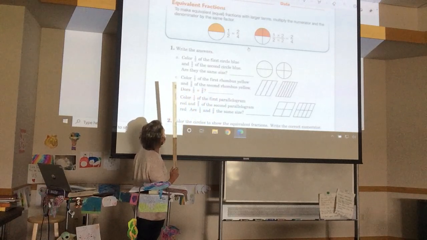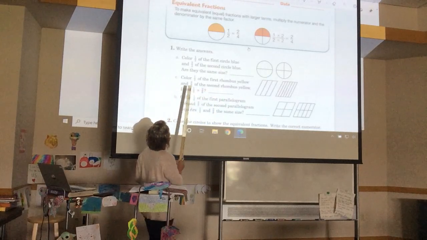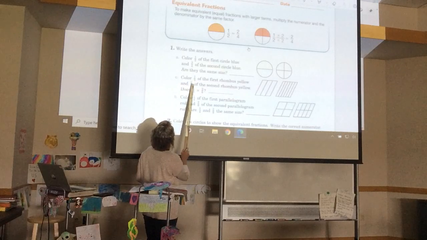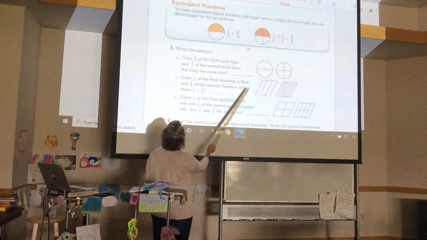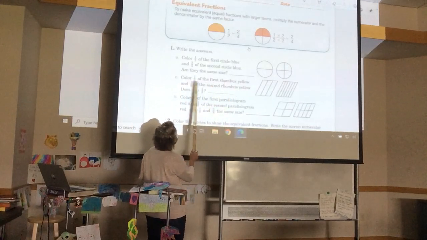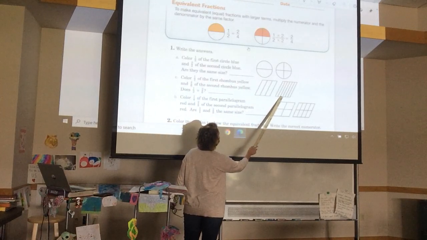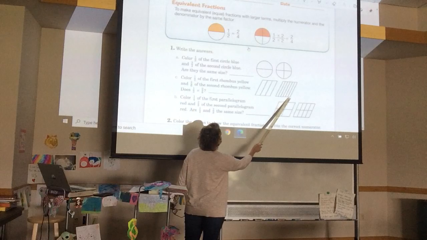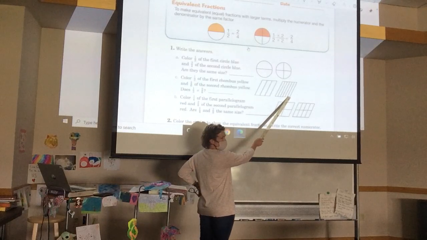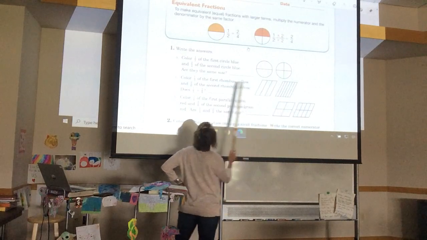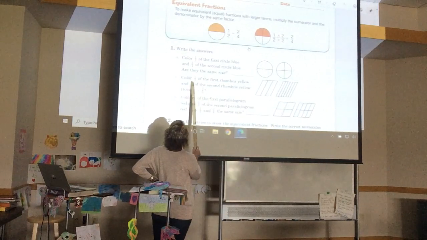Getting a coloring lesson today. All right, and 2/6 of the second rhombus yellow. So, count with me. 1, 2, 3, 4, 5, 6. So what is the denominator going to be, friends? Jeremiah? 6. And you need to color in 2/6.